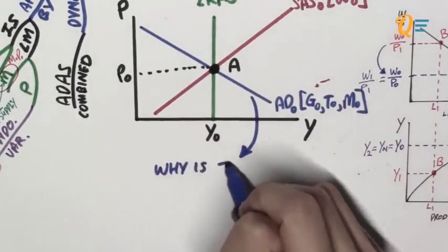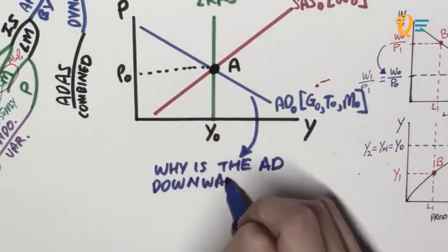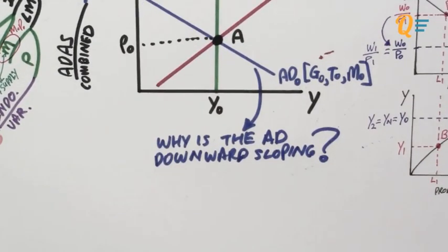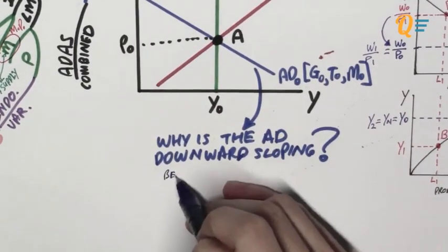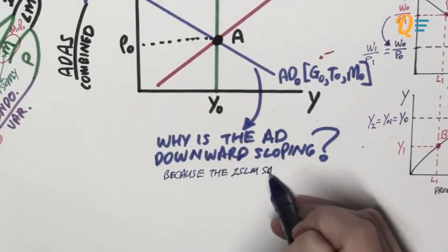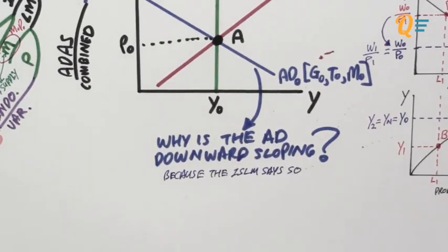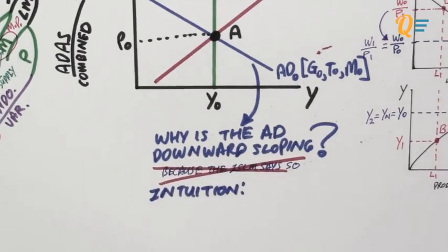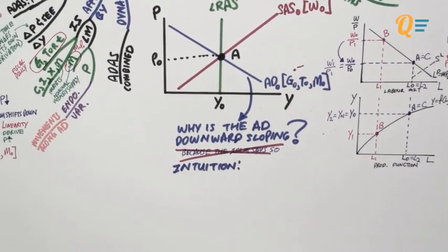Now, since you know why the aggregate supply curve is upward sloping, the question would be, why is the AD curve downward sloping? So the answer is quite simple. The reason why the AD curve is downward sloping is because the ISLM model says so. Well, that is wrong, okay? So you don't say this. There is actually a theory to explain why the AD curve is downward sloping. So let me share with you the intuition on how you get this downward sloping AD curve.